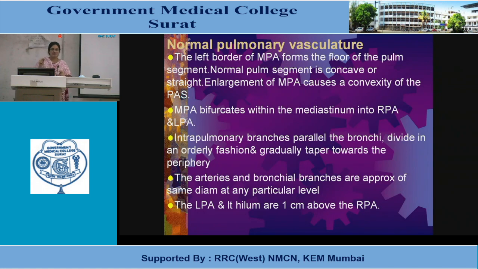The left pulmonary artery and the left hilum are 1 centimeter above the right pulmonary artery. Why? Because the left pulmonary artery arches over the left main bronchus, and the shadow of the left hilum is predominantly formed by the arteries. So the left hilum is higher than the right hilum.